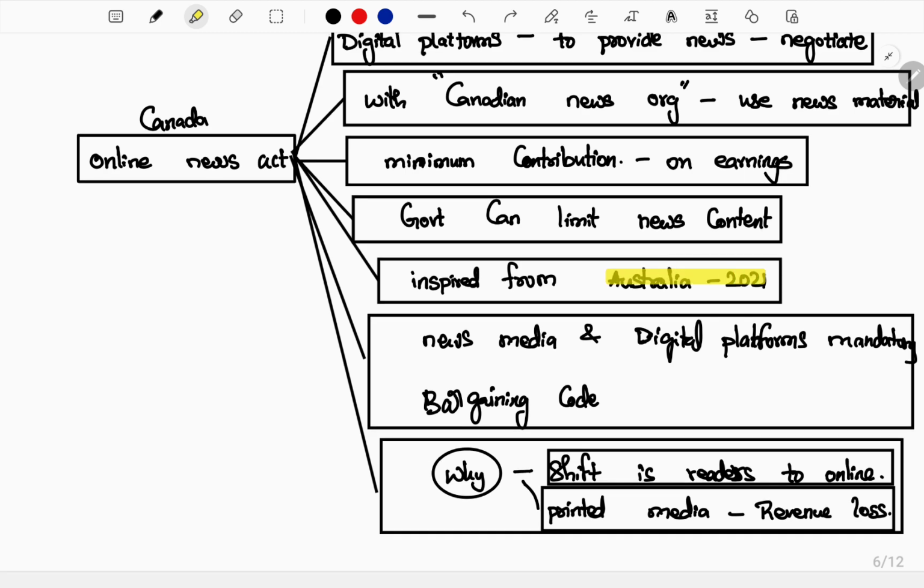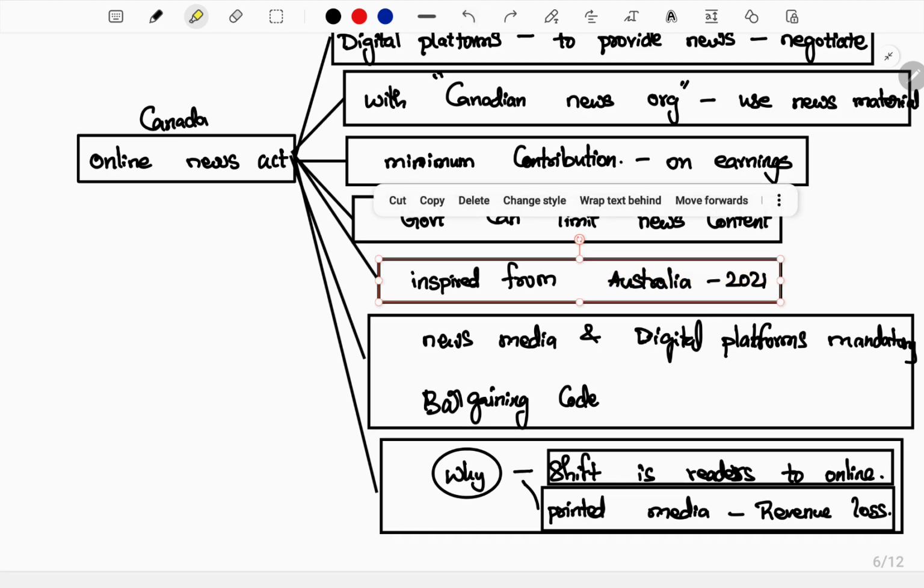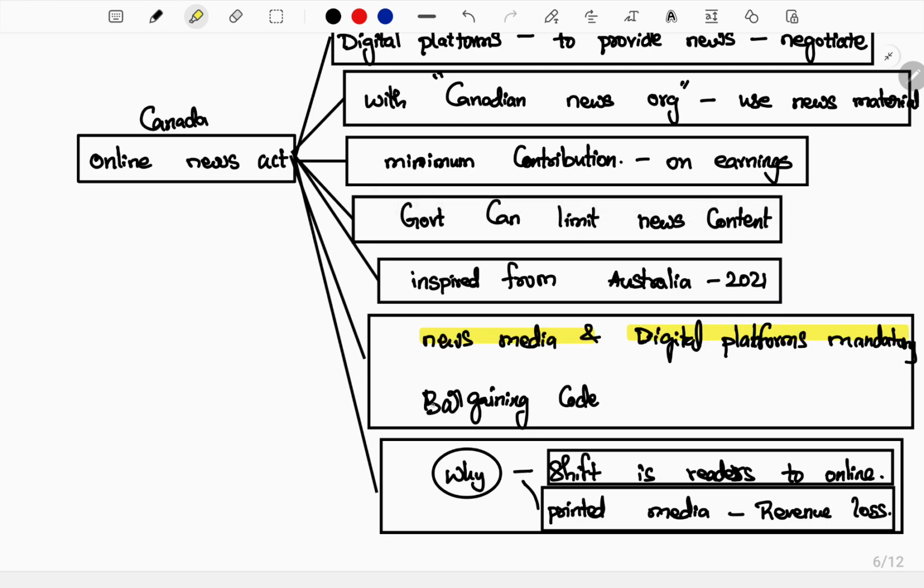This is inspired from the Australia 2021 act, and also the legal methods that they had made, that is, the News Media and Digital Platforms Mandatory Bargaining Code that was made in Australia, and many other countries, the European Union, are showing interest towards it.